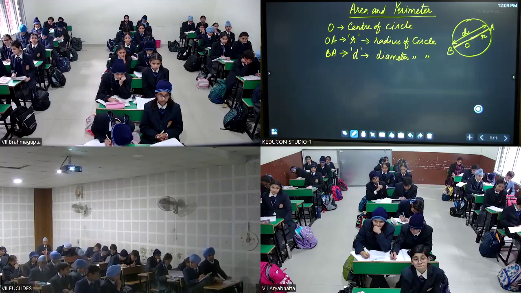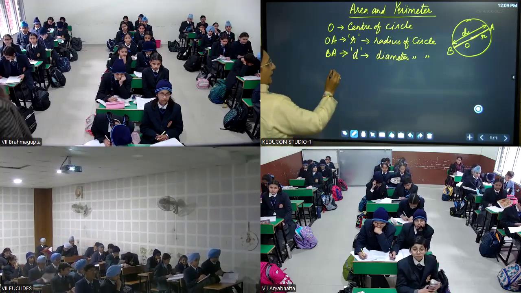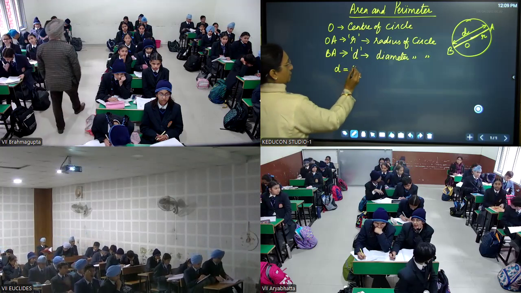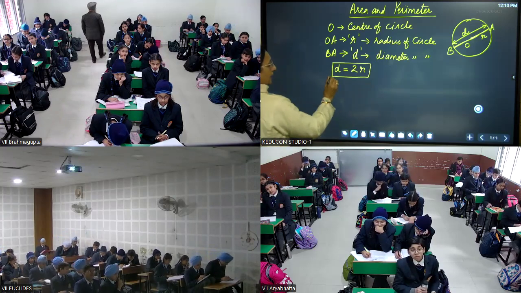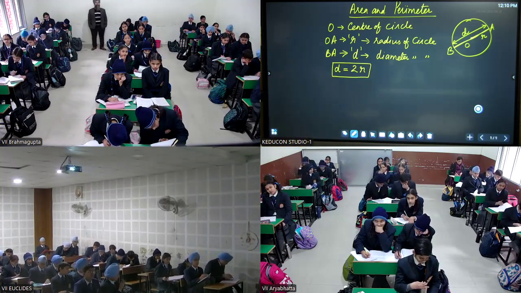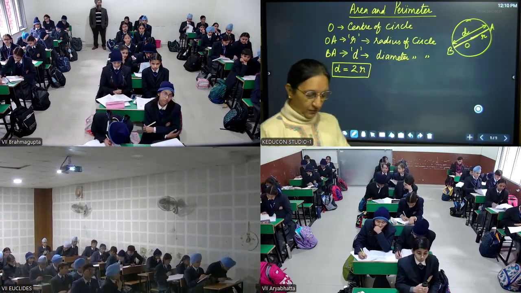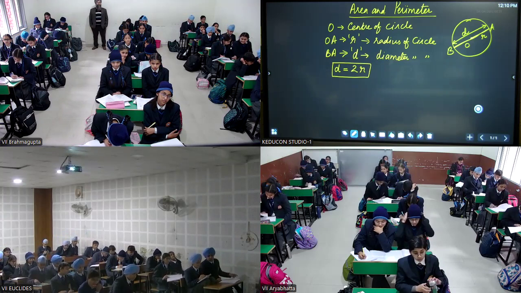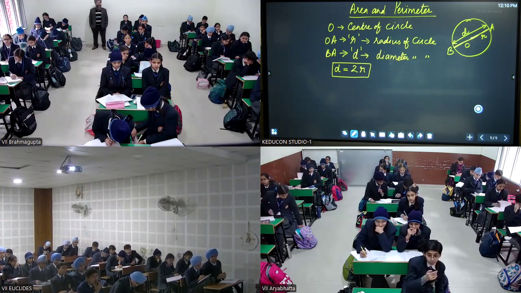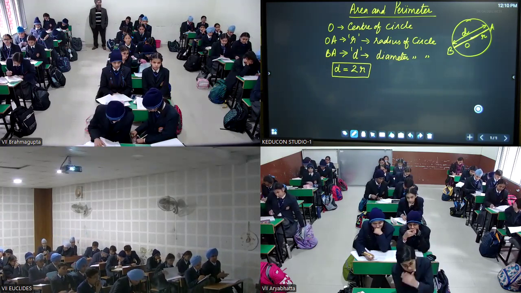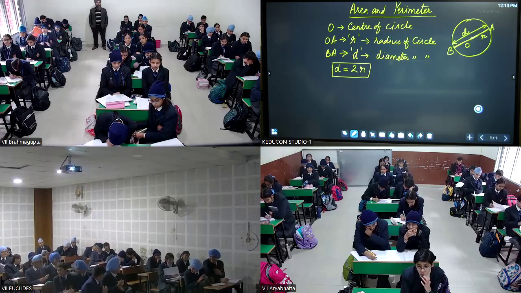And you must know that diameter is equal to twice of r. This is the relation between diameter and radius. Okay, this is the basic thing about circle which you should know. Now I am telling you more about this. There are a few formulas.